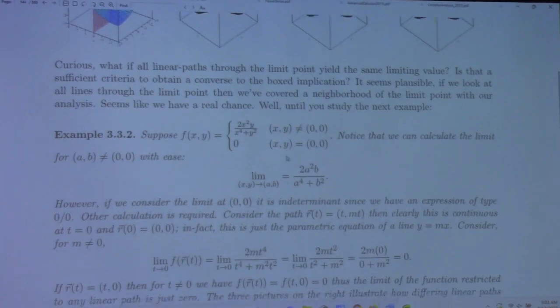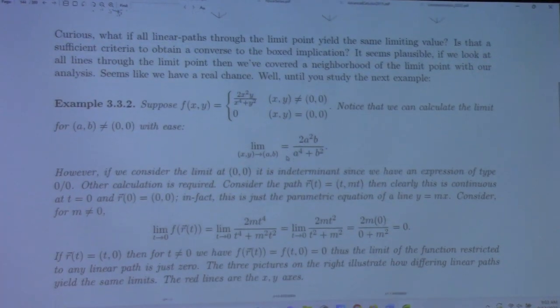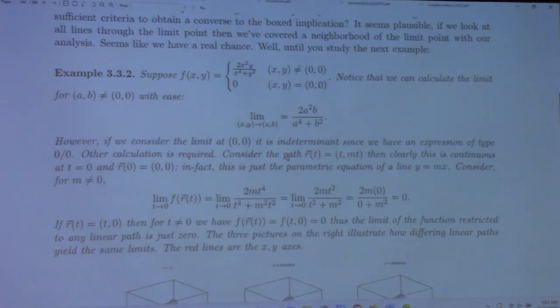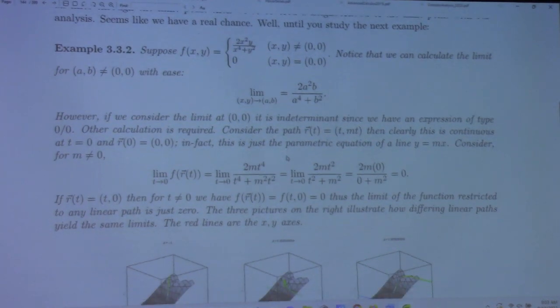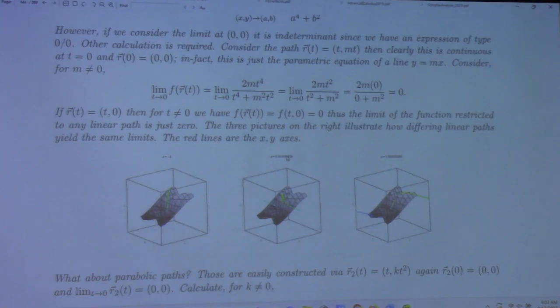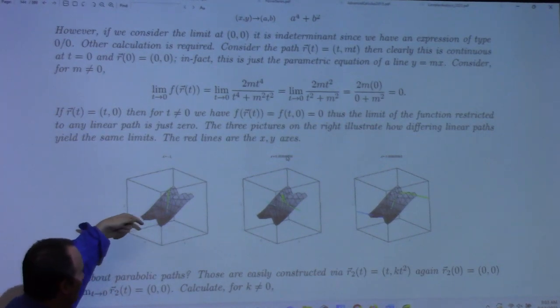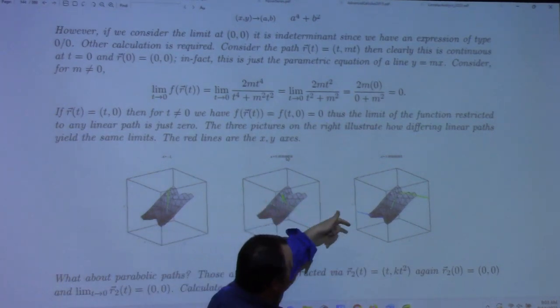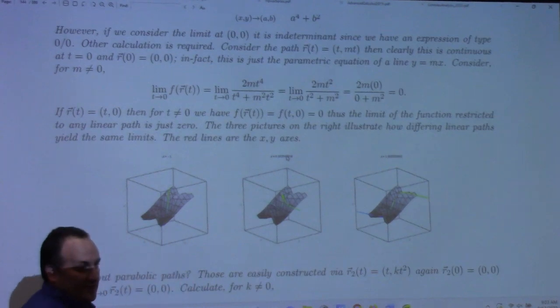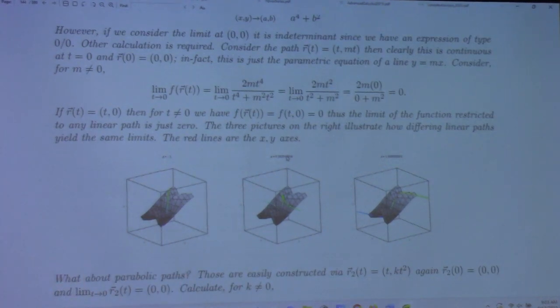This next example is the evil example we just got stuck on. In this one, if you feed a line into the function, they all go through 0. This one goes through 0, that one goes through 0, all the lines go through 0. So that doesn't help to see that the limit doesn't exist.